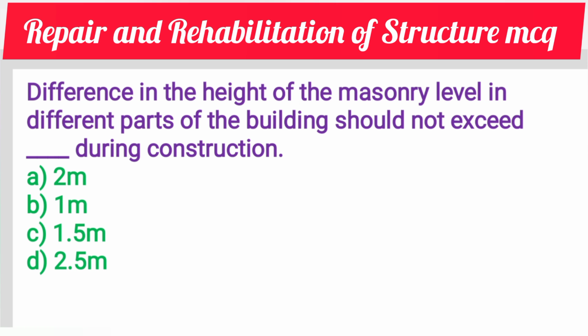Next question, difference in the height of the masonry level in different parts of the building should not exceed dash during construction. Option A, 2 meter, option B, 1 meter, option C, 1.5 meter, option D, 2.5 meter. So the correct answer is option B, 1 meter.